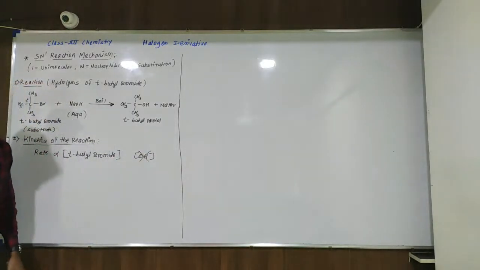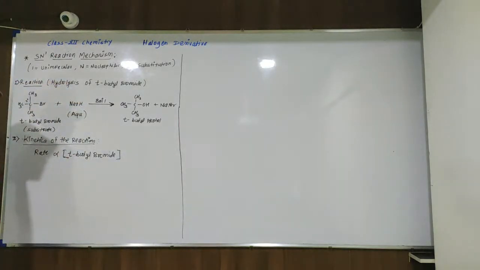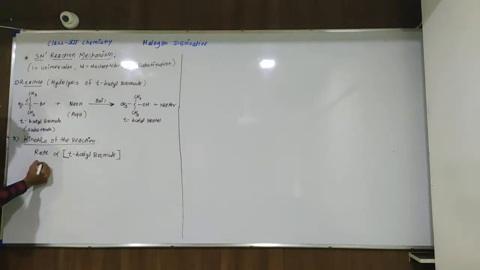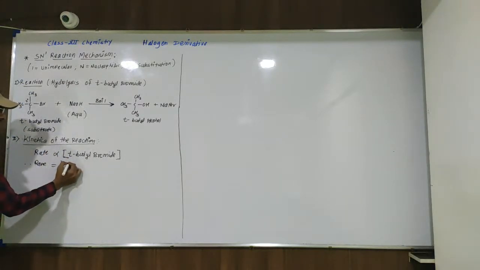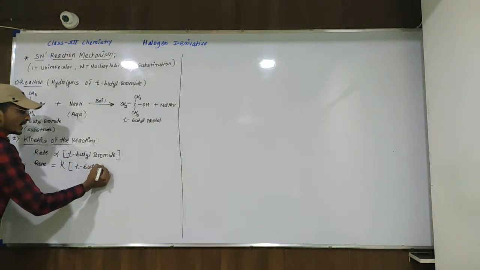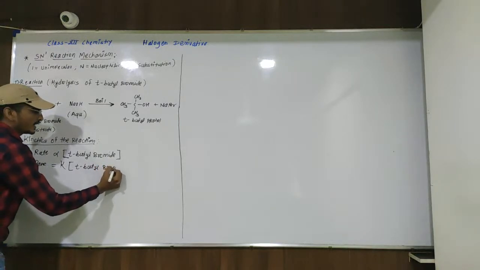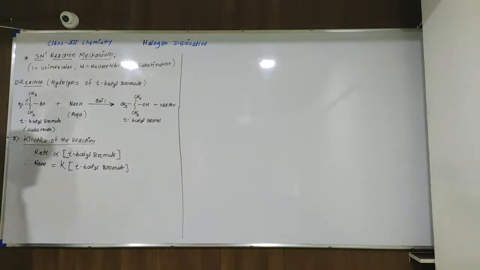Okay, so the rate of reaction does not depend on the concentration of nucleophile, that is OH minus. The rate of reaction only depends on the concentration of substrate, that is tert butyl bromide. Okay, so in the next step, if you remove the proportionality sign, then take a constant here. So I take constant K, that is called the rate constant, and K multiplied by tert butyl bromide. So that is the concentration. Okay, so from this you will get the order of reaction.